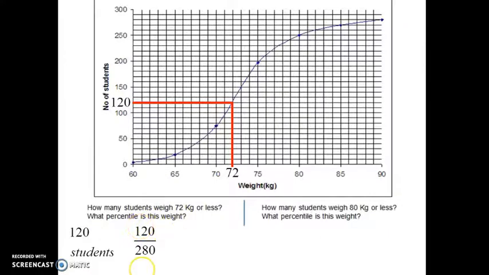And to find the percentile, well, we say 120 out of the total 280 students, and we get 0.43. That means 43%, or the 43rd percentile. That means 72 kilograms or less is 43% of all students, and then above that will be 57% of all students. So this is the 43rd percentile. Now you try this question here.